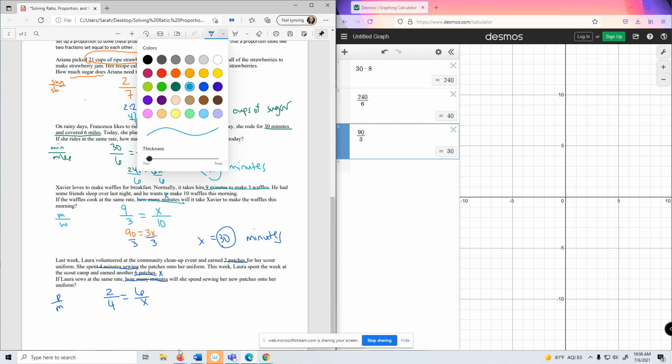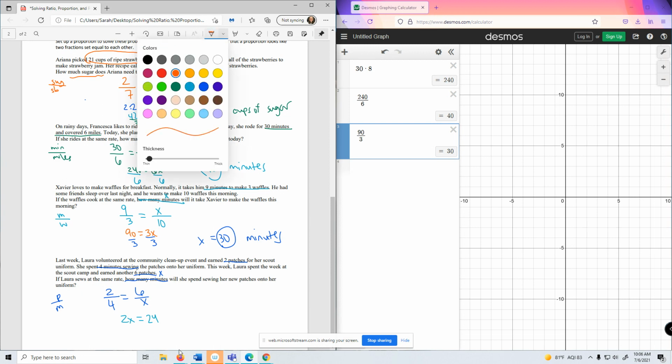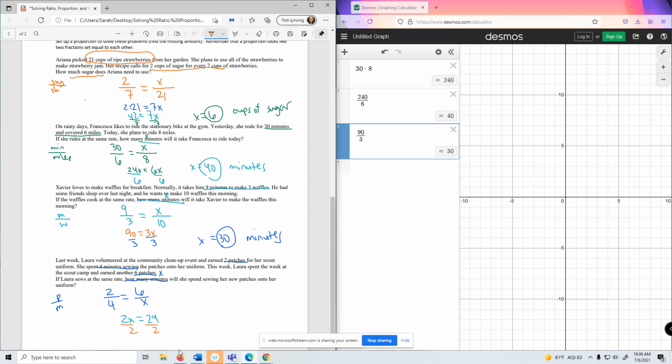So we cross multiply. 2 times x is 2x. 6 times 4 is 24. And then we divide both sides by the number in front of x. 24 divided by 2 is 12. It's asking how many minutes, so 12 minutes for our final answer here.